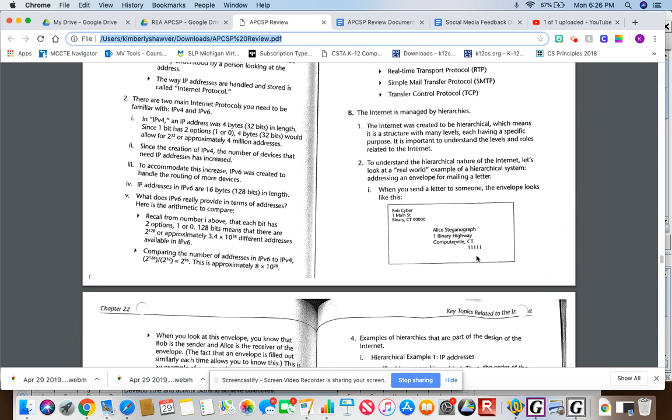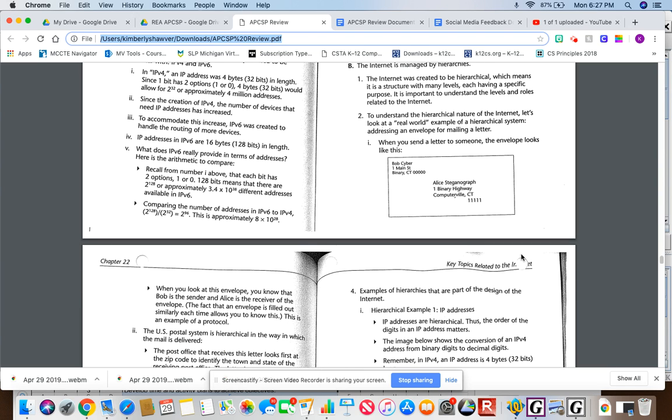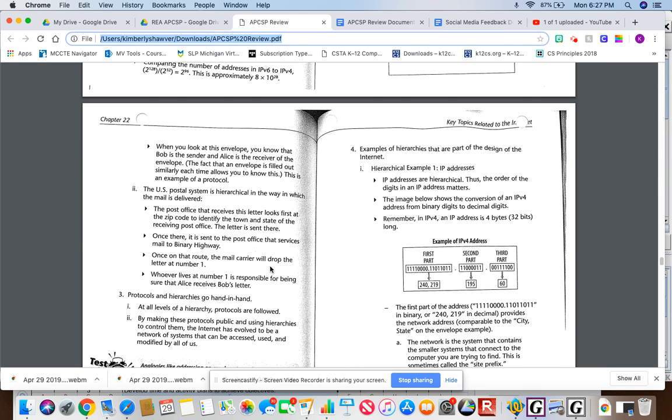The internet is managed by hierarchies. It's a structure with many levels, each having a specific purpose. It's important to understand the levels and roles related to the internet. Often we talk about mailing a letter when we're talking about the hierarchical nature of the internet. So when you send someone a letter, the envelope looks like this. This is where it's going, and this is who it's from.